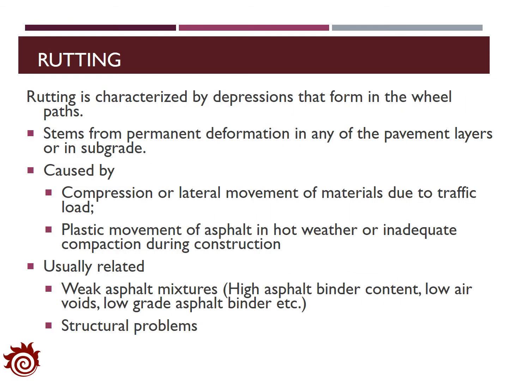Rutting is the depression that forms in the wheel path. It could be permanent deformation in any pavement layers or in the subgrade. There are two major causes of rutting. The first one is the compression or the lateral movement of the materials due to the traffic load. And the second one is the plastic movement of the asphalt in hot weather or inadequate compaction during construction.